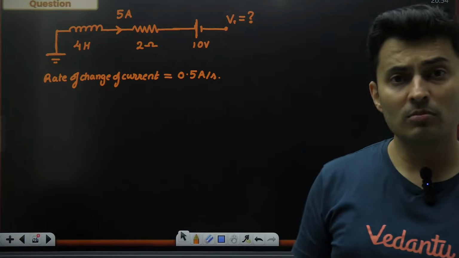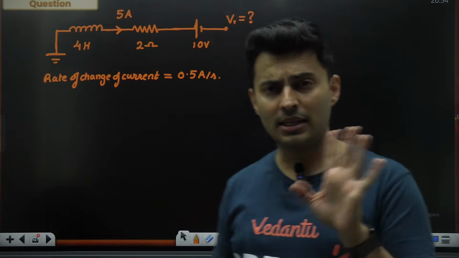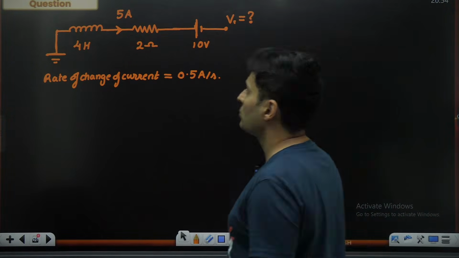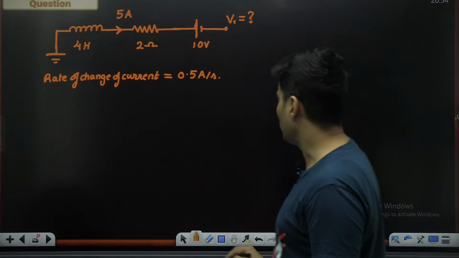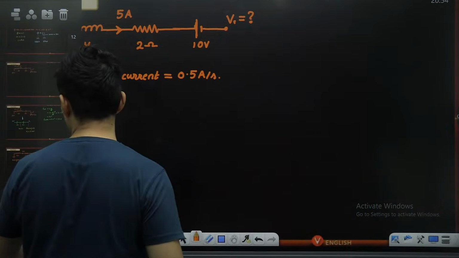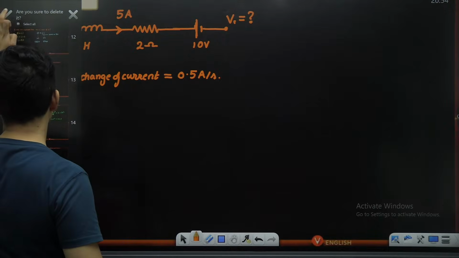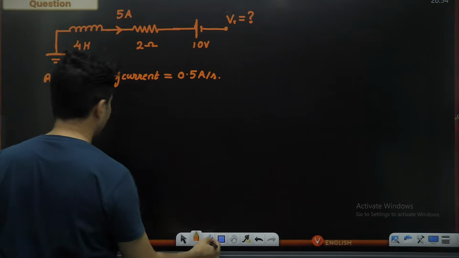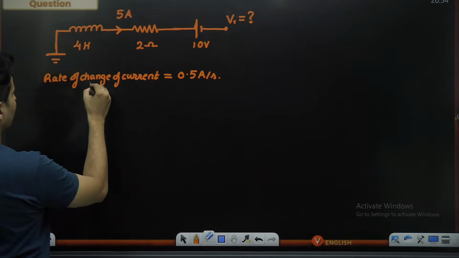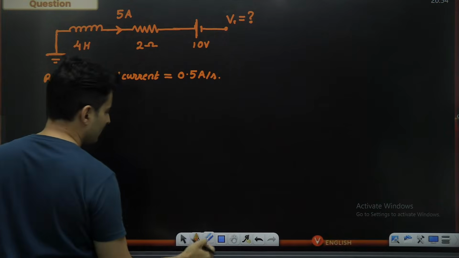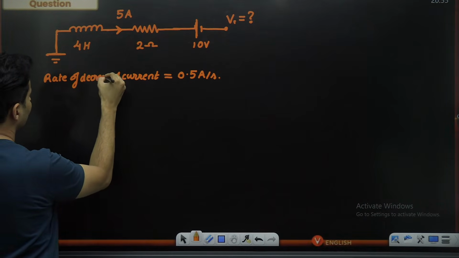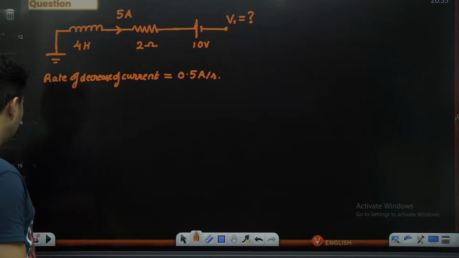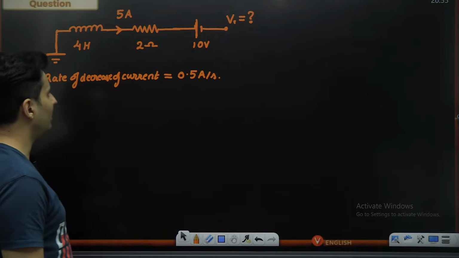What do you need to do? Convert this circuit into a simpler circuit. That is the first thing you will do. So first, look at the inductor and the current. Oh, sorry, I need to mention one thing though. When the current is changing, whether it is increasing or decreasing, that needs to be mentioned. So the rate of decrease of the current is given to be 0.5 amperes per second.